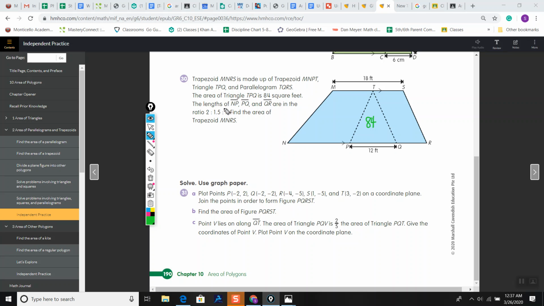The lengths of NP, right here to here, and P to Q and Q to R, are in a ratio of 2 to 1.5 to 1. I thought the easiest way to do that, because the only thing we really know is right here, is to think, well, how can I break 12 into 1.5?